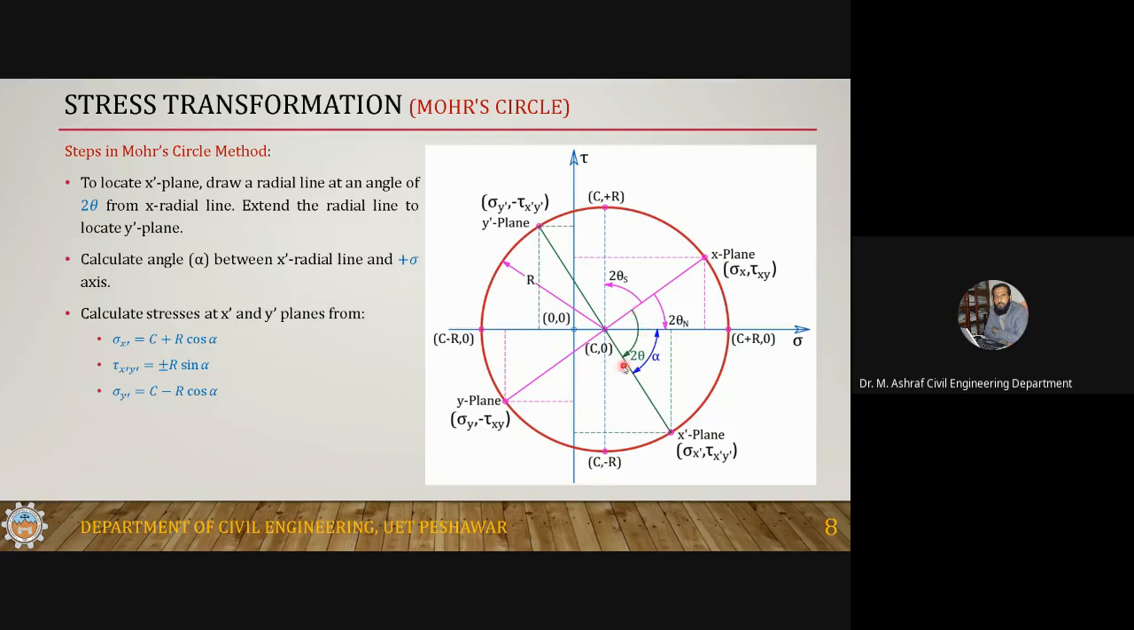Okay. So when I rotated by 2 theta, I'll draw a radial line, so it will intersect the circle at this point. So this point is basically what? The x prime plane. And if you just extend it in a backward direction, it will give you the y prime plane. The x prime plane and the y prime plane. Okay, so you got both the planes.